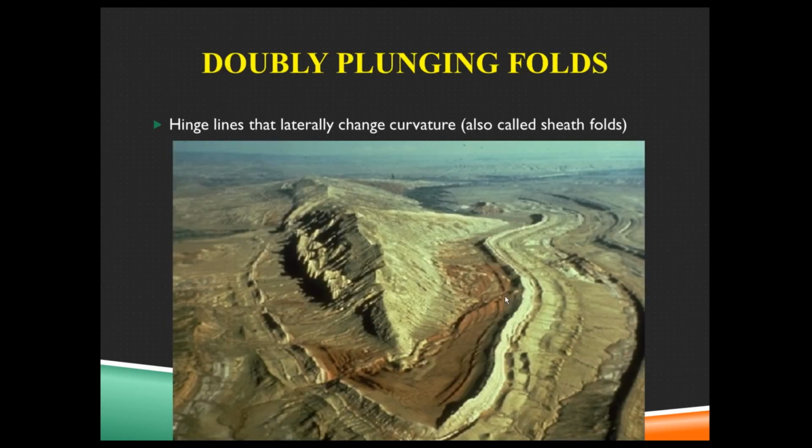Doubly plunging folds. Remember this, doubly plunging folds. This is going to come up on labs. We talked about folds that plunge in one direction. Well, sometimes, if they're folded in the middle, they can plunge in two directions. So, we can see this antiform here, eroded and exposed, but it plunges also towards the top of the page, and it plunges towards the bottom of the page. It's dipping down into the ground at both ends.